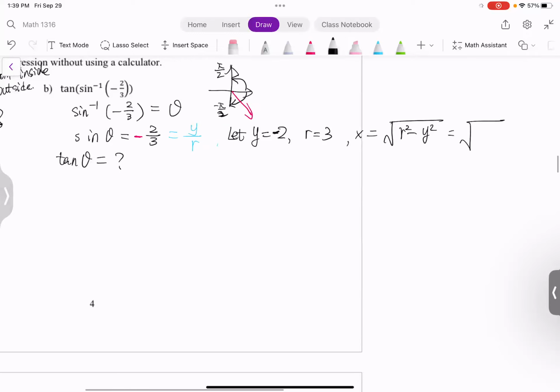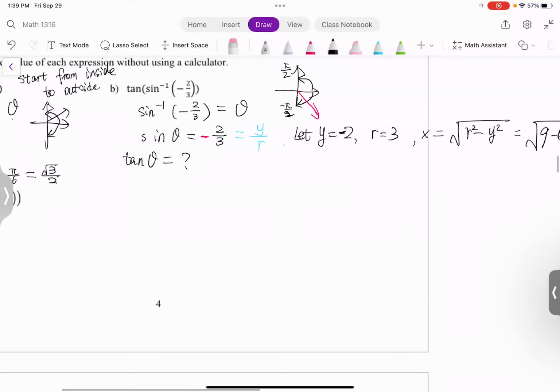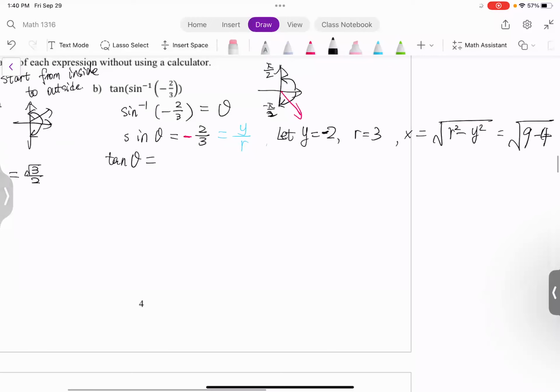And then do the computation. 3 squared is 9. 9 minus negative 2 squared, which is 4, is square root of 5. So I know the x value. And what is the tangent? Using x, y, r, the tangent equals y over x. Where is the y? Negative 2. What is the x? Square root of 5.